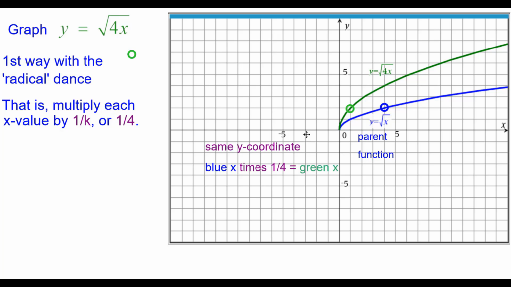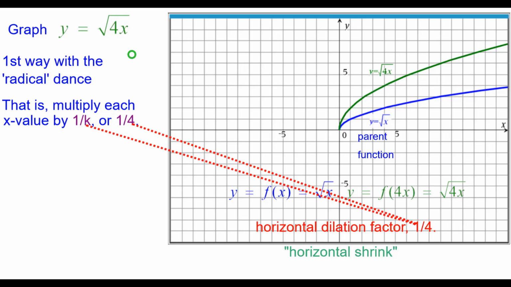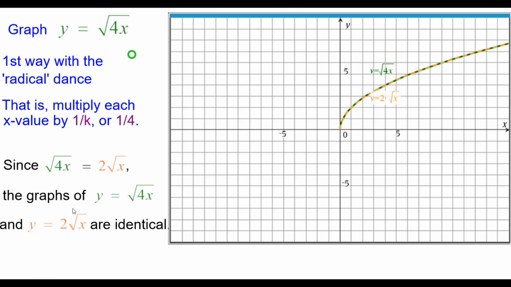So look at these points here. They have the same y coordinate, but the blue x coordinate times a 4th is the green x coordinate on all points here. We have a horizontal dilation factor of a 4th, and this green function is a horizontal shrink compared to the blue function, the blue parent function. One other thing, since the square root of 4x is 2 times the square root of x, the green and orange graphs are identical.